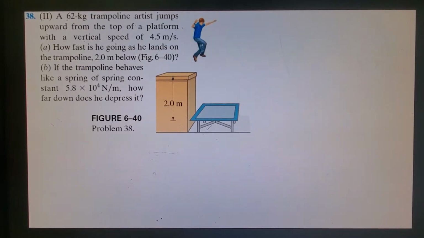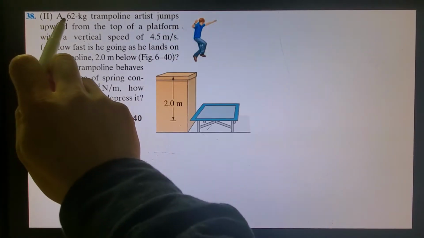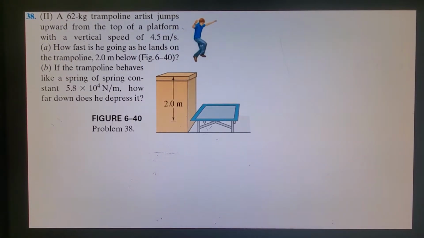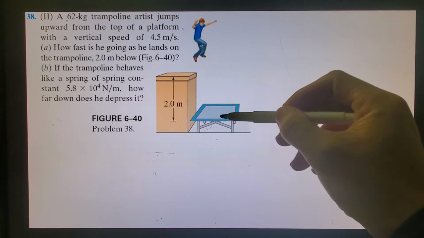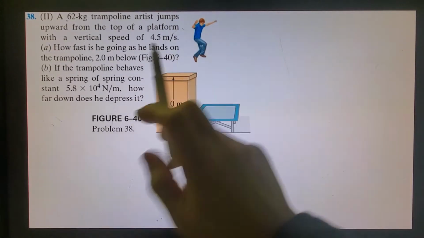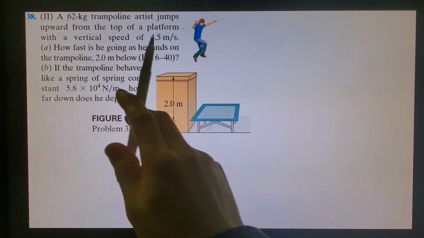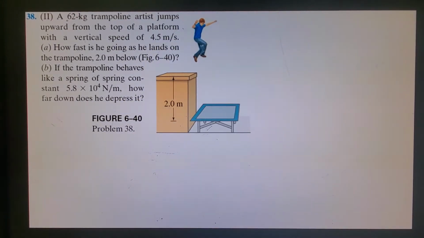This is chapter 6, problem number 38. The lucky number for this problem is 6, number 6 here. All right, this person is jumping down to the trampoline with an initial velocity of 4.5 meters per second.